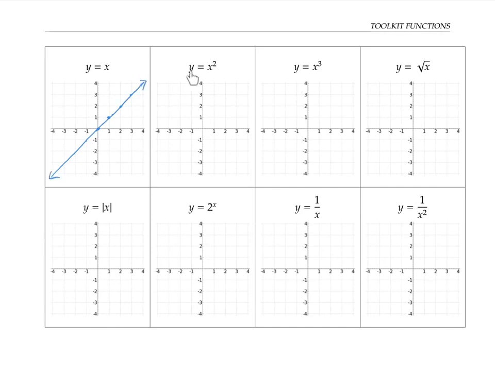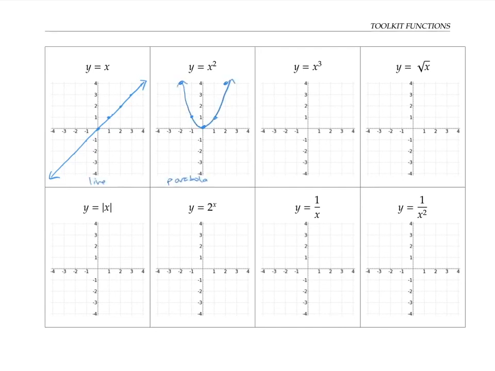Let's look at the graph of y equals x squared. If x is 0, y is 0, so we go through the origin again. If x is 1, y is 1, and if x is negative 1, y is also 1. The x value of 2 gives a y value of 4, and the x value of negative 2 gives a y value of 4 also. Connecting the dots, we get a parabola.